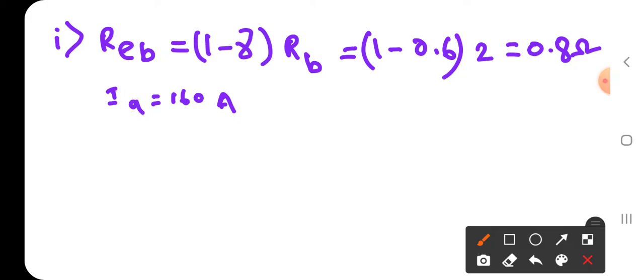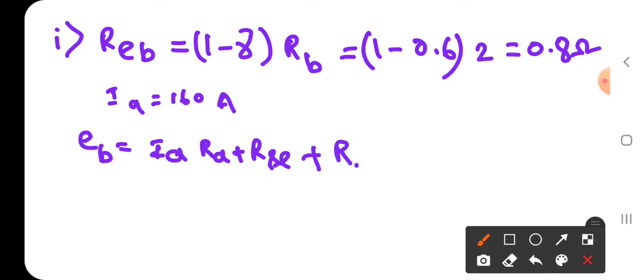160 amps. When braking is employed, then what is the back EMF? EB is equal to IA into RA plus RSE plus REB, because when we include the braking resistance there is no source voltage. Now you substitute all these values. Ia is 160.